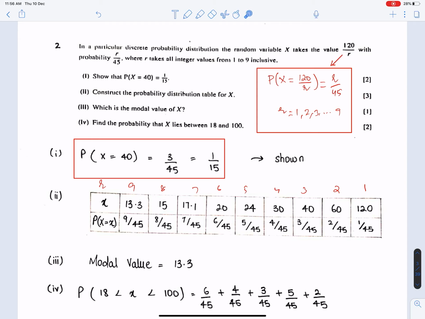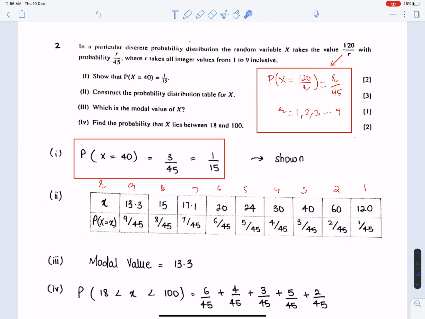Part 3, which is the modal value of x? Modal value means the value of x which has the highest probability. Therefore, this observation 13.3 has the highest probability, which is 9 upon 45. Hence, the required value of x is 13.3.